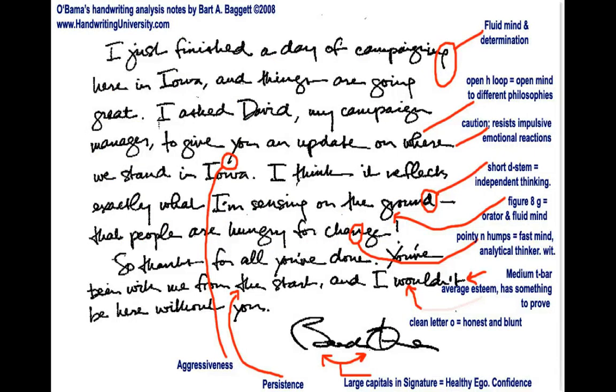Here's an example of a handwriting analysis of President Obama, and as you can see on the notes on the side, there are plenty of inferences made about him based on the specifics of his handwriting. For example, in the top right corner, the end of that word they're saying means he's fluid mind and determination, or that an open H loop equals an open mind to different philosophies.